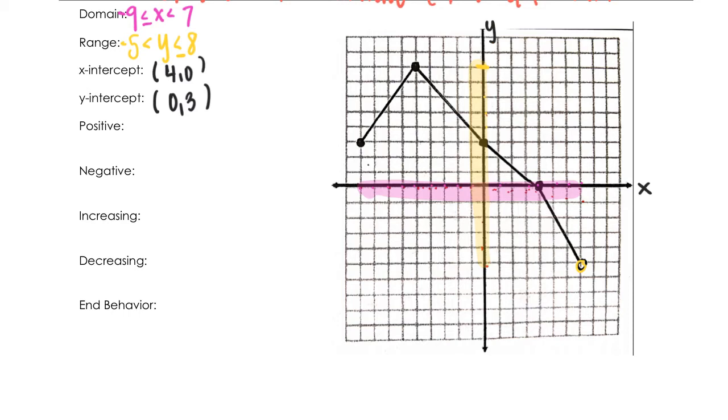Let's now take a look at the positive and negative regions of the graph. Positive is the area where the graph is above the x-axis. So if you are able to, highlight the region of the graph that is above the x-axis. Negative region is where it is below the x-axis. Highlight that if you are able. Now describe in terms of x the areas where the graph is positive.